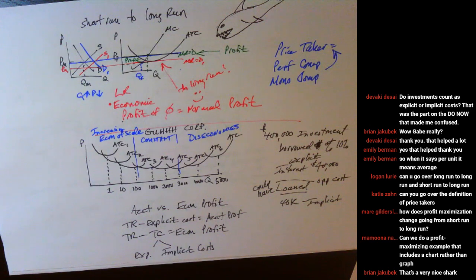Okay? Can we do a profit maximizing example that includes a chart rather than graph? That's a good question. If I can dig one up, that's the big question. If I could dig one up, I don't know whether I have one. Is that sort of like the Kim's Apparel Shop? Is that what you want to do? I can see if I can dig one up real quick.